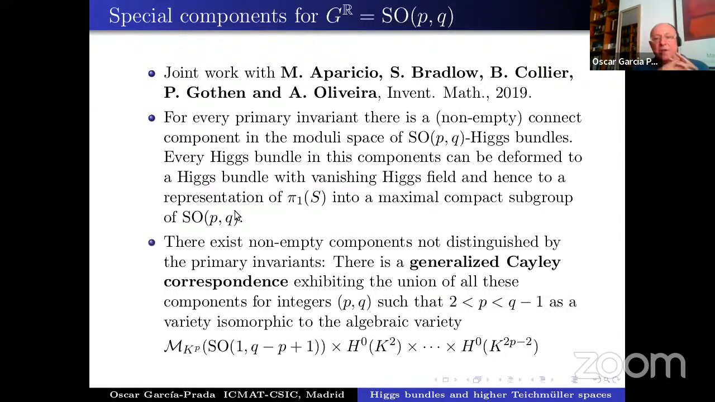But the interesting thing is that we proved that even with fixed topological invariant, there are other non-empty components that are not distinguished by this. And the way that we detected this is by some kind of Cayley correspondence as before. So we proved the existence of some Cayley correspondence, and we identified these components as actually this other moduli space for p and q. It was the moduli space for another group, twisted by K^p, and then these holomorphic differentials here.